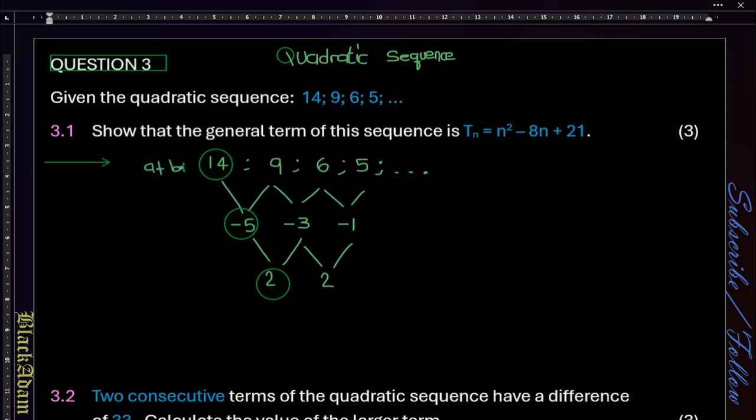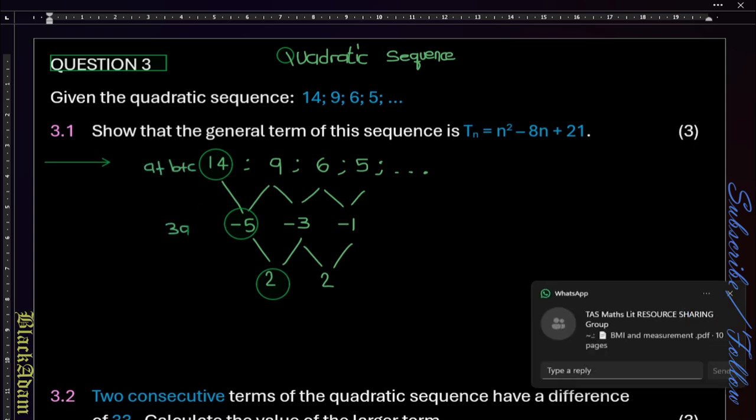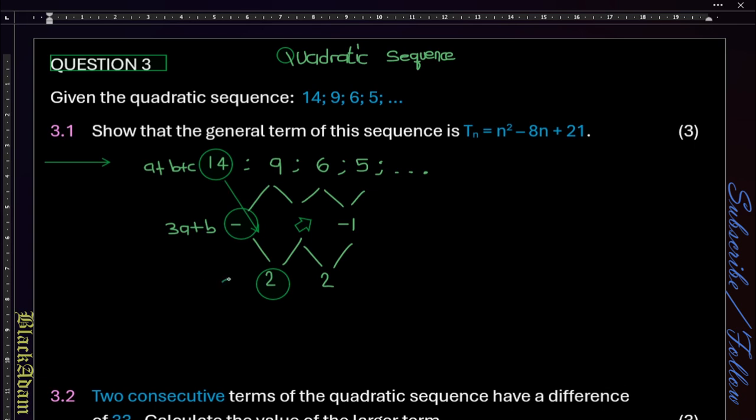So 14 is equivalent to a plus b plus c. The first difference, negative 5, is 3a plus b. And then 2 is equivalent to 2a. So that's the 2a formula. 2a is equal to 2 for our second difference, so a is going to be 2 divided by 2, which is 1.